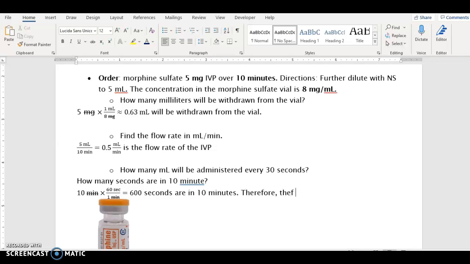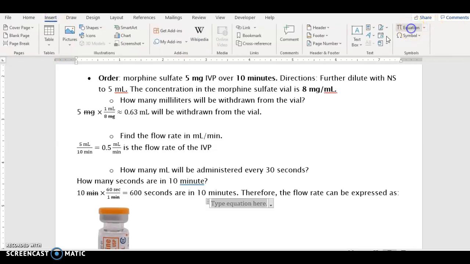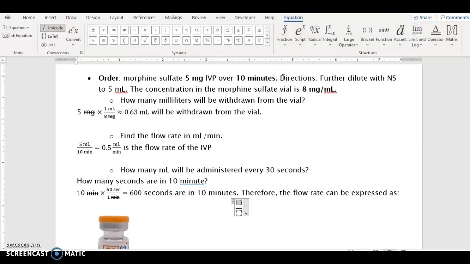So therefore the flow rate can be expressed as the total number of milliliters, which is 5, so 5 milliliters over 600 seconds. Once again, I'm not saying that this is realistic, but this is how you would approach it. So then how do we answer the question? We figured out how many seconds are in 10 minutes, so we rewrite the flow rate as 5 milliliters over 600 seconds now.